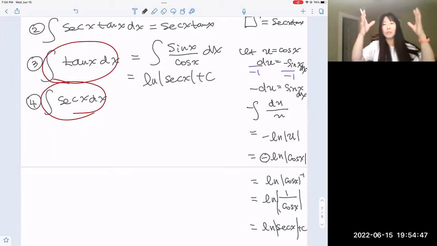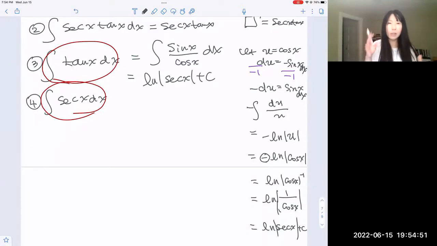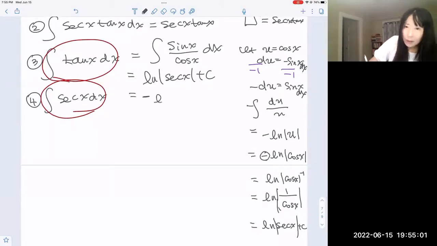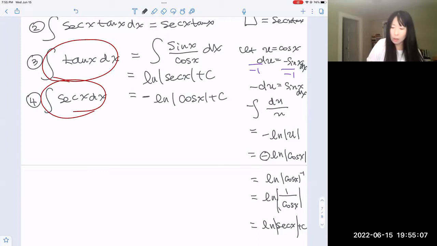So in your formula sheet, there is the integral of tangent x dx, which is equal to ln secant x plus c. Or some books indicate negative ln absolute value of cosine x plus c. Okay, so either one.